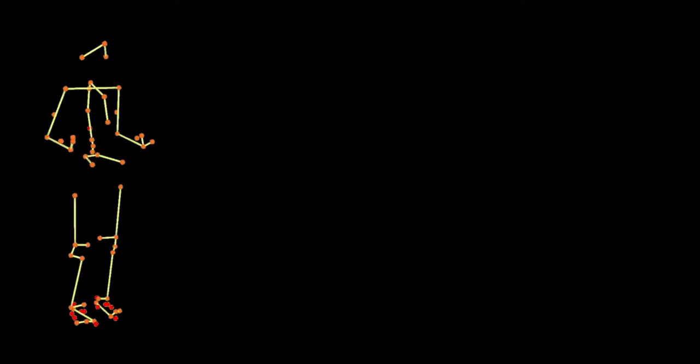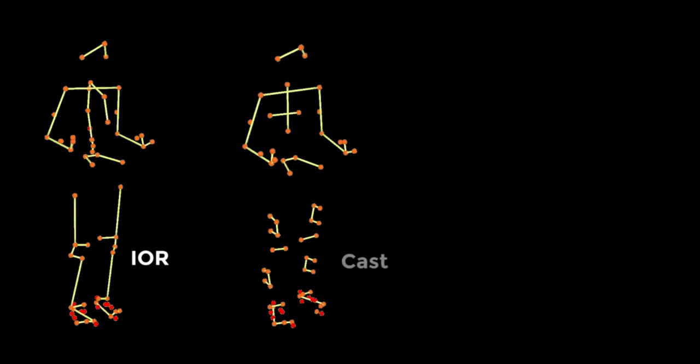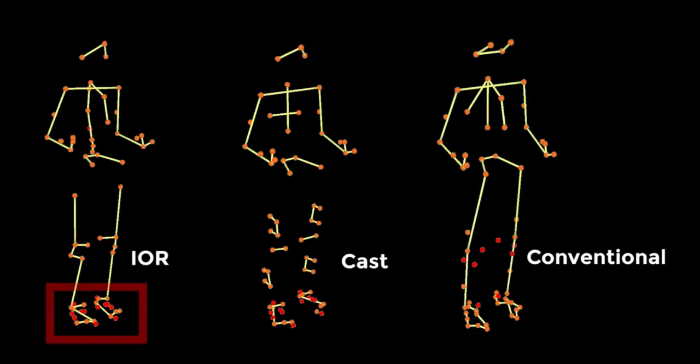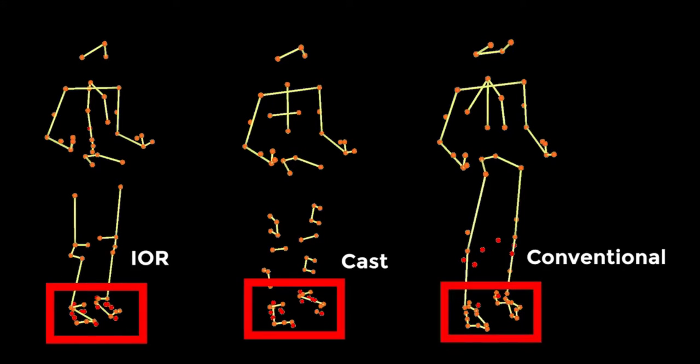The first marker set is IOR. This marker set was developed specifically with the clinical application in mind. CAST is widely used for research application, and the final one is the conventional marker set. In addition to that, we can append a multi-segment foot model, either the Oxford foot model or the Rizzoli foot model.